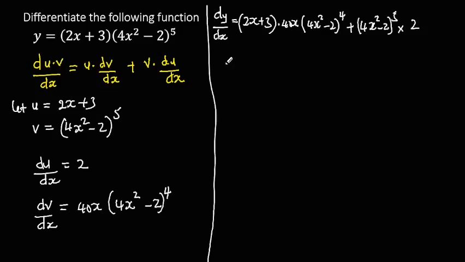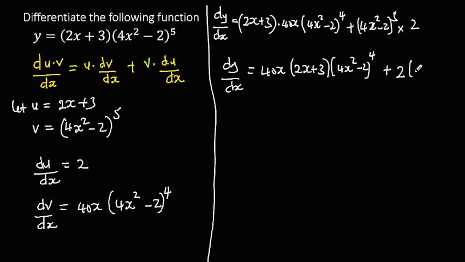From here it is just simplification. That is, dy/dx is equal to 40x into bracket 2x plus 3 into bracket multiplied by 4x squared minus 2 to the power of 4, plus 2 into bracket 4x squared minus 2 raised to the power of 5. And this is the derivative of our function y.